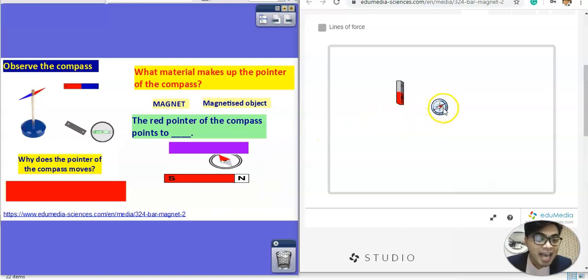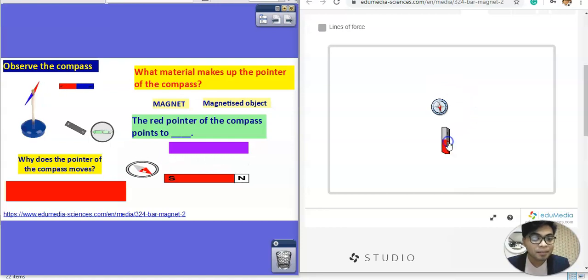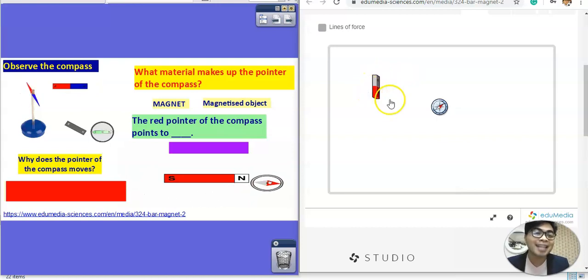So definitely this one is not north. The red is the north, so this one is definitely not north. So this one, the gray one, is it attracted to the red? Yes or no? But the red here is attracted to the gray. So definitely, whatever direction you have here with your magnet is always opposite to that of the compass.